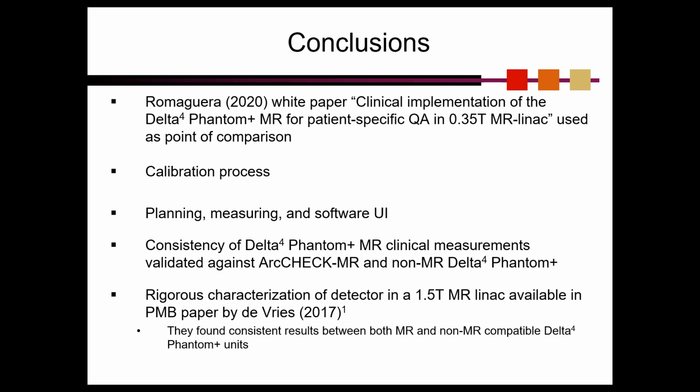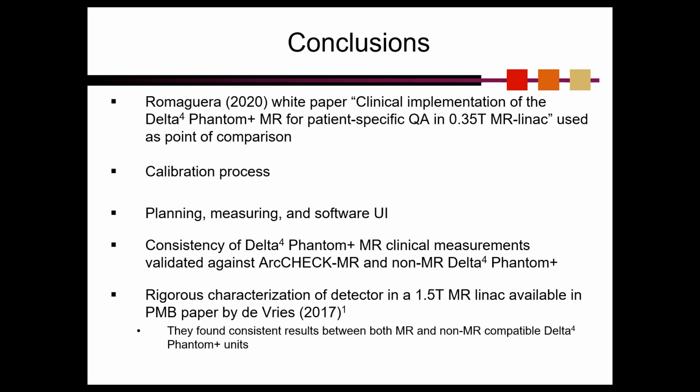In terms of the planning, measuring, and software UI experience, we also found those to be consistent with our own previous experience, as well as the descriptions provided in the white paper. Now, it's difficult to make apples-to-apples comparisons with another group's clinical treatment plan results due to likely systematic differences in our planning and measurement workflow. But I believe that our clinical plan measurements using the Delta4 were consistent with the methodology that was reported in the white paper. And hopefully, as more time goes on, other users will also share their data so that more meaningful comparisons can be made.